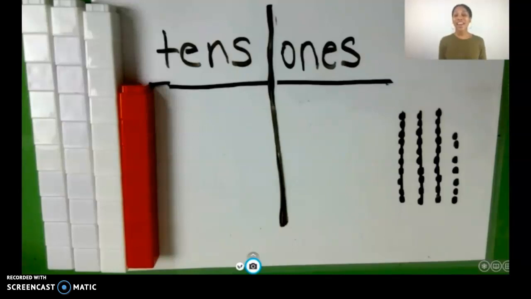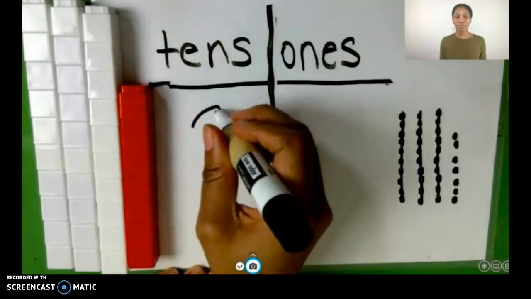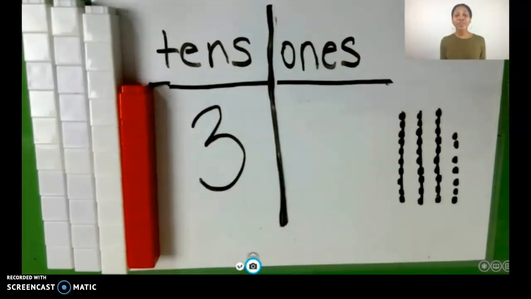Let's record this in our place value chart. Point to where I should write the number 3. Yes, I should write it in the tens place. As mathematicians, we know that the 3 represents the 3 tens that we have in the number 37. Now, let's record the 7 in the ones place. We know that we have 7 extra ones in the number 37.